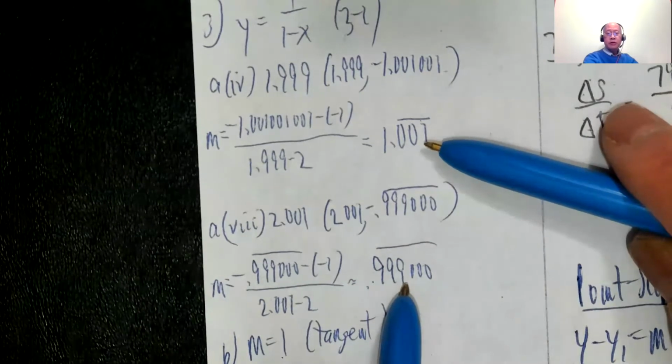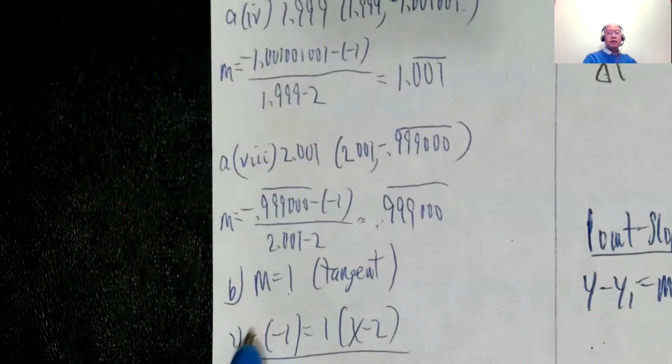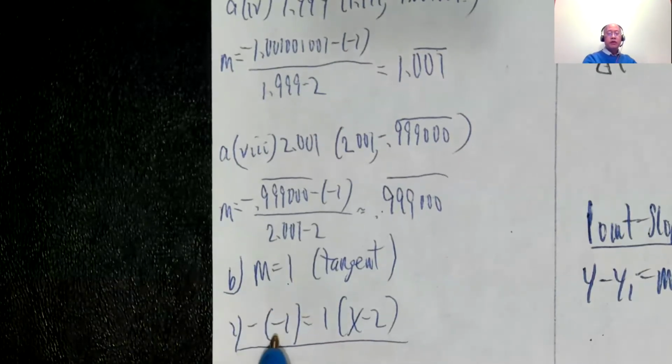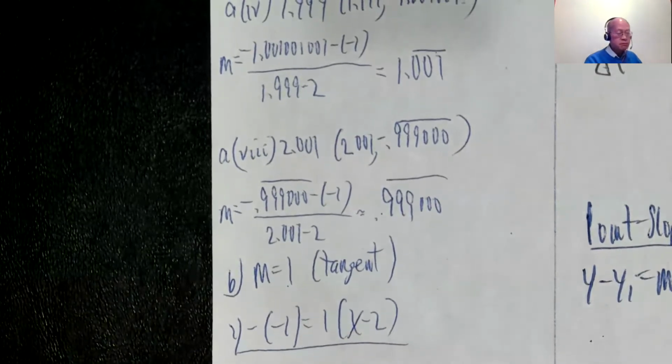And these two look like they're very close to 1. So for part B, the slope of the tangent line seems to be 1. And what is the equation of the tangent line? y minus y1, y minus a negative 1, equals m times x minus x1, x minus 2.